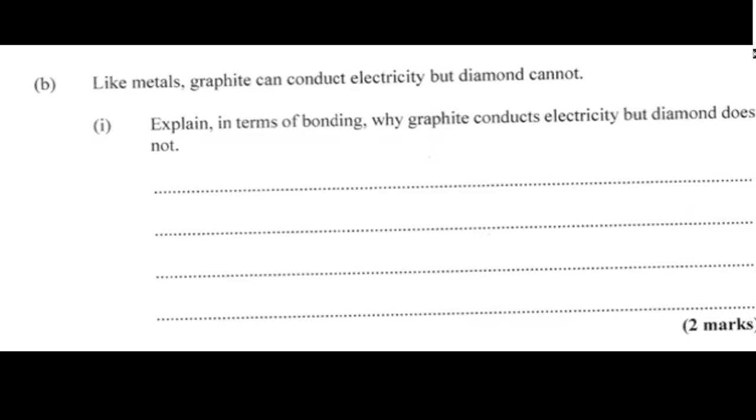All right, B of 4. Like metals, graphite can conduct electricity, but diamond cannot. Explain in terms of bonding why graphite conducts electricity, but diamond does not. So this stems from what we looked at earlier. You can always replay or rewind it and touch it back.